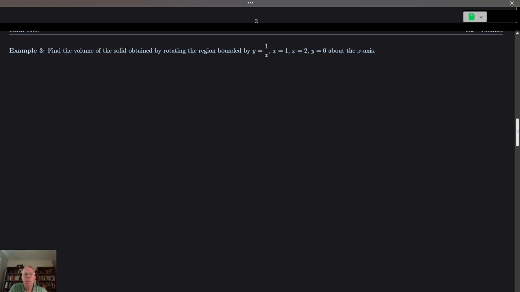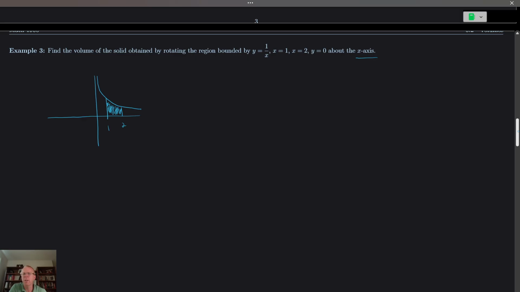So okay, now we have y equals 1 over x, x equals 1, x equals 2, y equals 0. So there's our region. We're rotating this around the x-axis, so that tells us that we will be working in terms of x. So 1 over x looks like this. We don't really need this part down here, so I won't worry about that. Let's call this 1, and let's call this 2. y equals 0 is the x-axis, so we are looking at this.